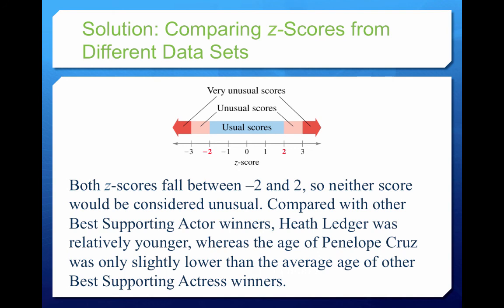All right, so in other words, Heath Ledger's age when he won was roughly about here, negative 1.5, whereas Penelope Cruz's age was roughly there in terms of standard deviations from the mean. So you can see that Heath Ledger's further from the mean, his z-score was more negative, and so he is in comparison younger when he won compared to Penelope Cruz.